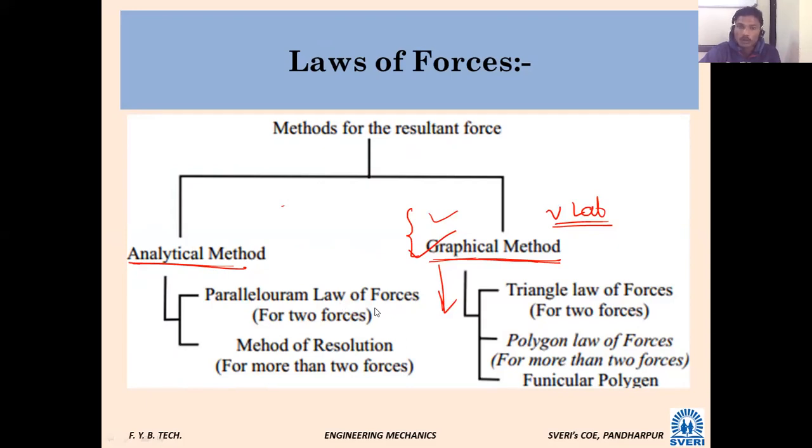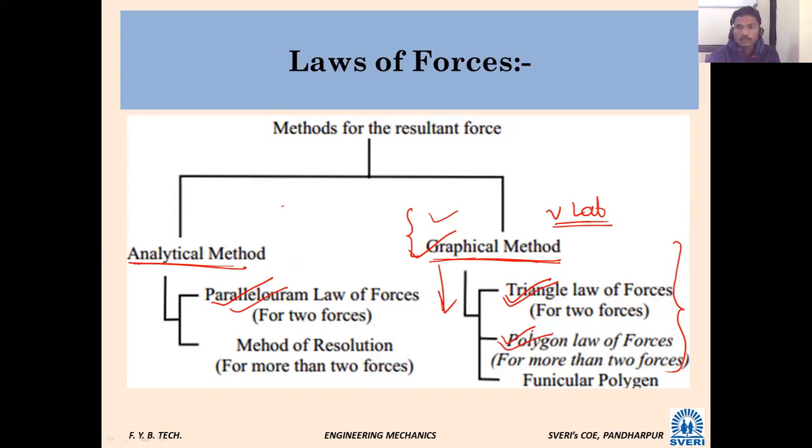It is an important law. For the triangle law and polygon law, only the statement we are going to see. But for the parallelogram law of forces, we are going to see the statement, derivation, and even problems. For the other two there are no problems, only for practical. There are three laws of forces in total: parallelogram, triangle, and polygon.